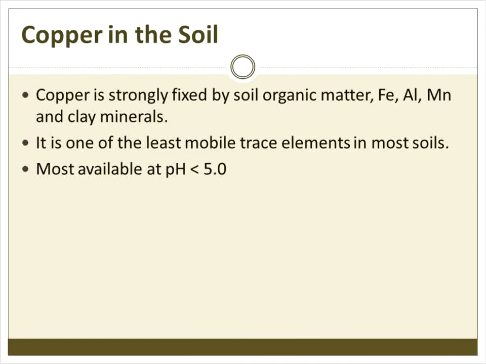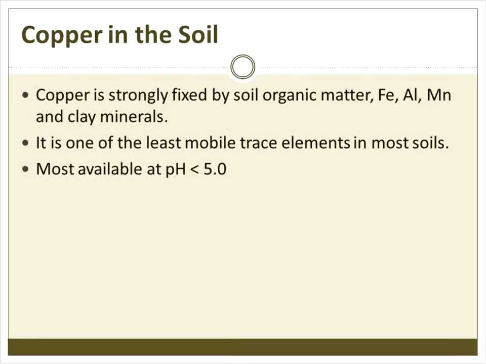We start thinking about where copper is tied up, and really we can think about it being bound up in the soil organic matter and in those clay minerals, and it's typically most available at pHs lower than 5. So that probably means as the soil gets more and more acidic, the availability of copper becomes greater and greater.